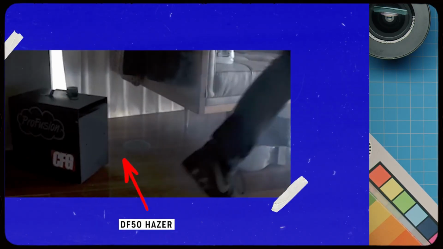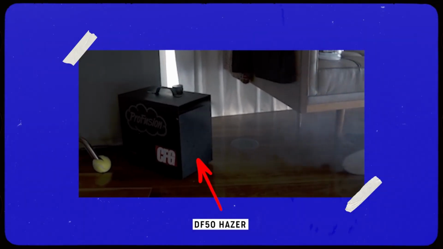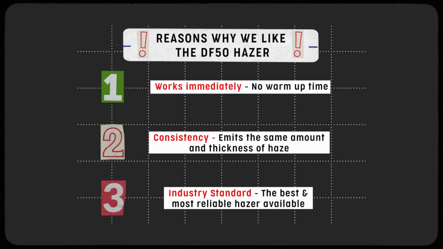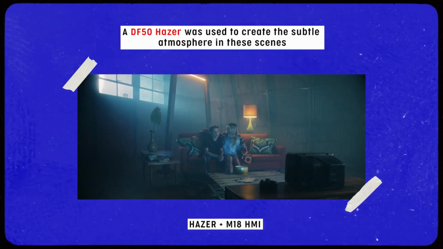Our go-to hazer is a DF50. This thing is a beast. It can run all day, there's no warm-up time, and it gives you that thin, consistent, smoky bar kind of haze look that you see in so many movies today.